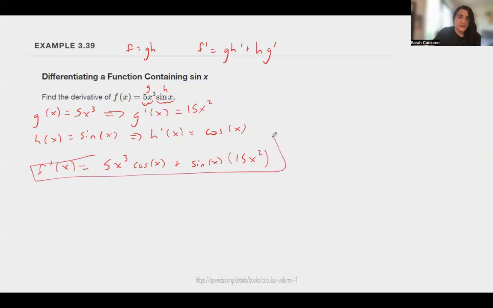And like I've said, kind of throughout my videos, this is an appropriate answer. You don't have to go ahead and simplify. In fact, there's no way of combining this other than maybe writing this out front. This is the simplest form that we can get, and this is the derivative of this function using the product rule.